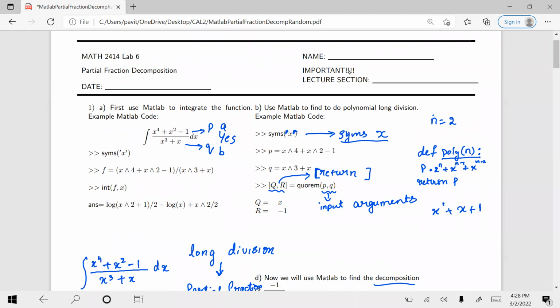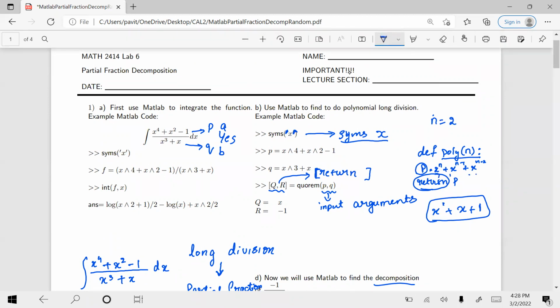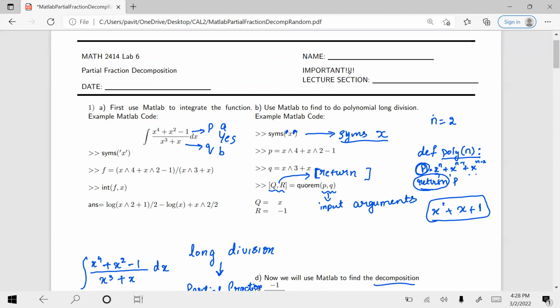If you want this, that means you have to use a return statement. So you are telling MATLAB what to return. I just need P. I don't want n, or each and every term in x. All I need is P. That is the reason we use return.